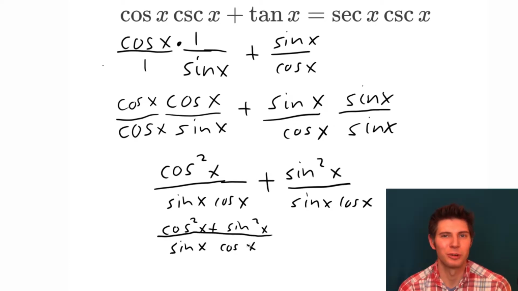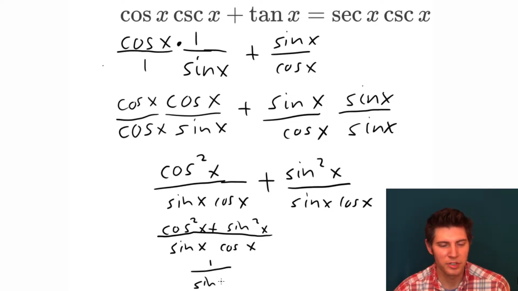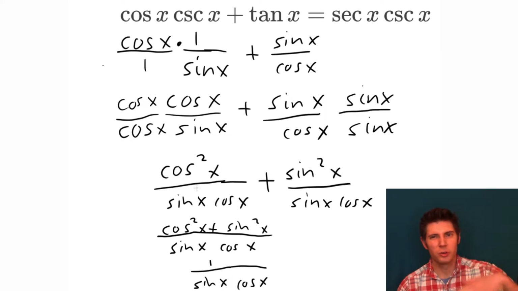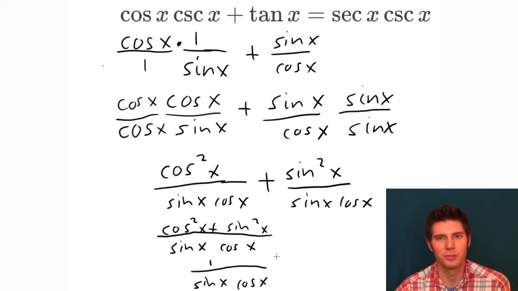And now cosine squared plus sine squared is 1. That's one of your Pythagorean properties. And the bottom is going to be sine x cosine x. And you usually want to keep working down, but I'm going to work to the right because I just ran out of space.